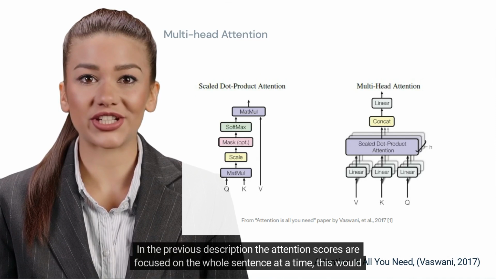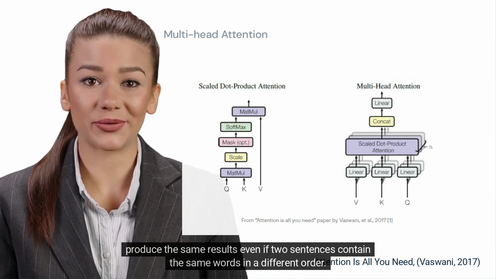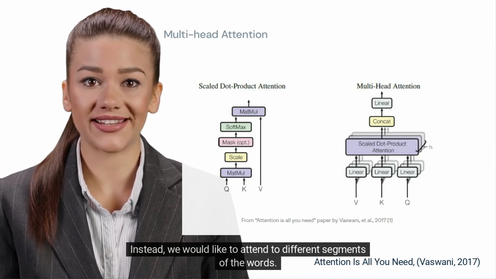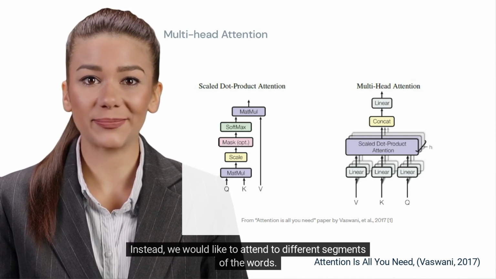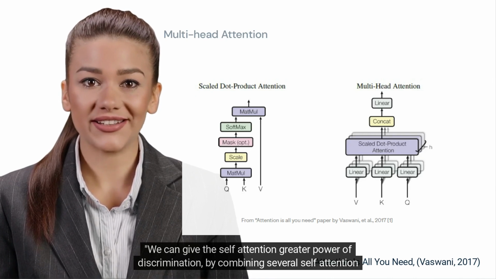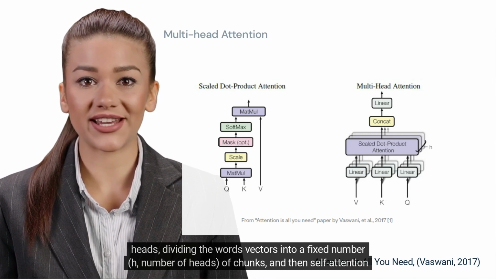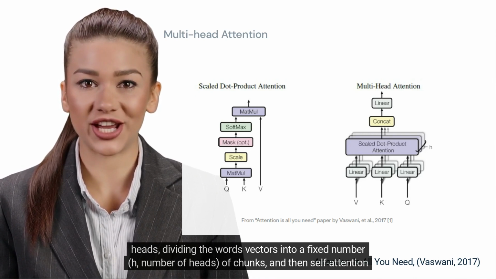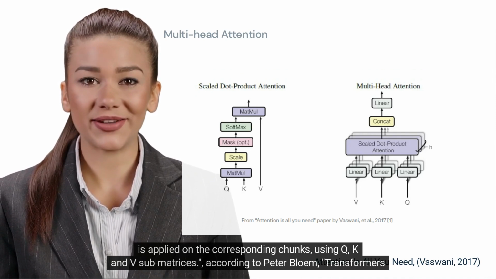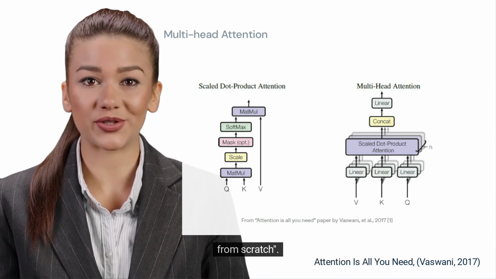In the previous description the attention scores are focused on the whole sentence at a time. This would produce the same results even if two sentences contain the same words in a different order. Instead, we would like to attend to different segments of the words. We can give the self-attention greater power of discrimination by combining several self-attention heads, dividing the word's vectors into a fixed number, h, number of heads, of chunks, and then self-attention is applied on the corresponding chunks, using Q, K, and V submatrices, according to Peter Bloem, Transformers from Scratch.